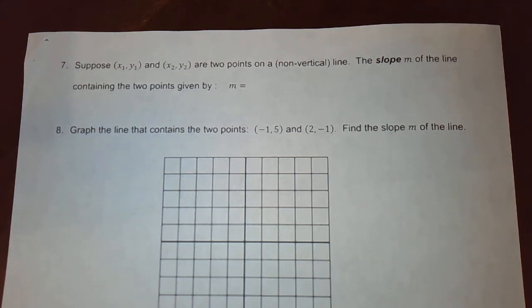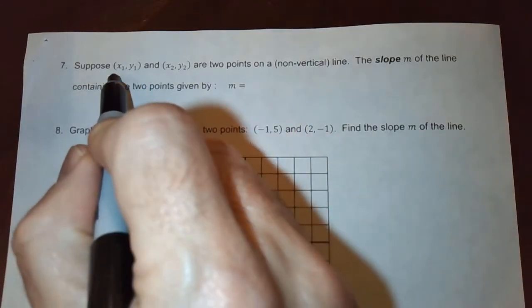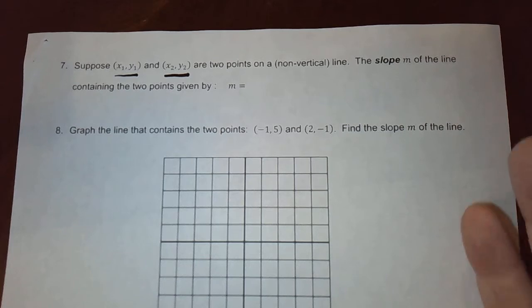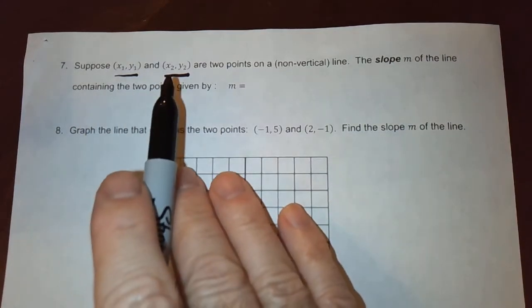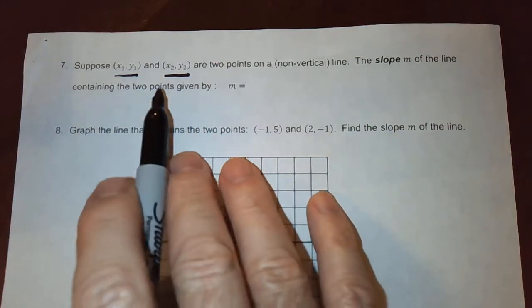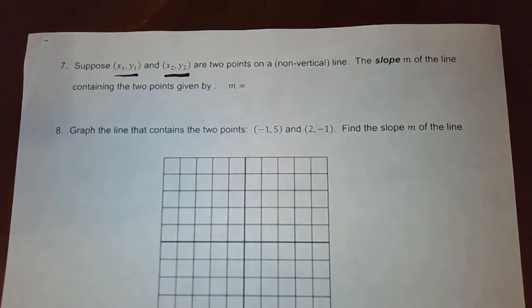Well, now we're going to define the slope of a line. Suppose (x1, y1) and (x2, y2) are 2 points on a line. It could be (1, 2) and (-3, 5), something like that. So, if you've got these 2 points on a non-vertical line, the slope of the line is just this number.